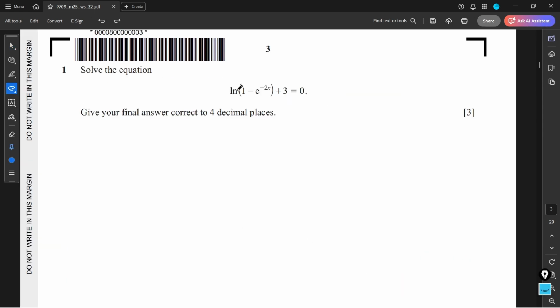Now for the first question, we are asked to solve this equation and give our final answer correct to 4 decimal places. And over here, there are two majority of the skills that will be tested. First is the algebra and the second is how do you manipulate this logarithmic term.